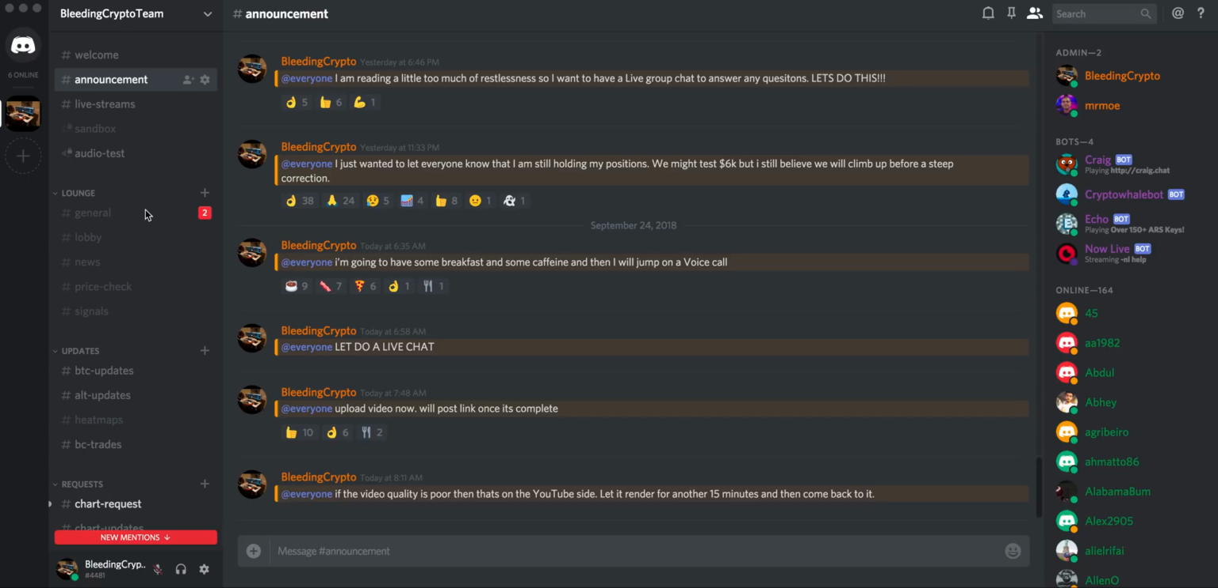On the left-hand side pane, you basically have the Bleeding Crypto team. So that's my server. That's the name of my Discord group. And below that, you have different rooms that also serve different purposes. For instance, the announcements is one of the areas where I make most of my announcements between trading calls and just announcements to the team for general things like let's do a live chat, I'm going to upload some videos now, and things of that nature that I want to grab everybody's attention.